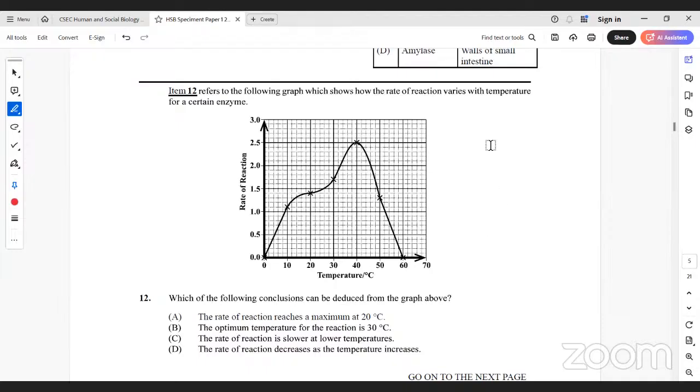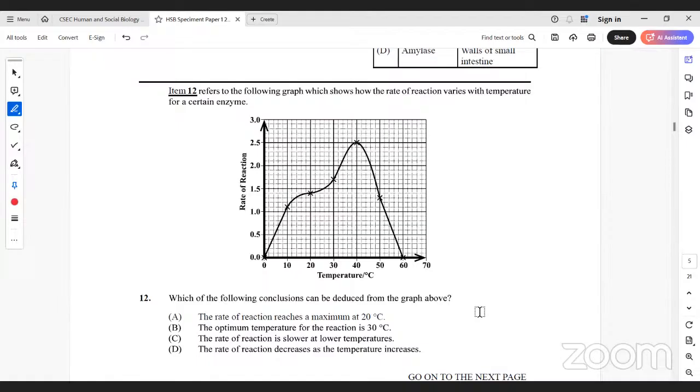So they ask, this is the rate of reaction varies with temperature for a certain enzyme. And they ask you which of the following conclusions can be deduced from the graph. So you have to look at the graph and arrive at a conclusion. I am taking a quick read of these things, and the rate of reaction is slower at lower temperatures. So C, we're going with. Is everyone in agreement with C?